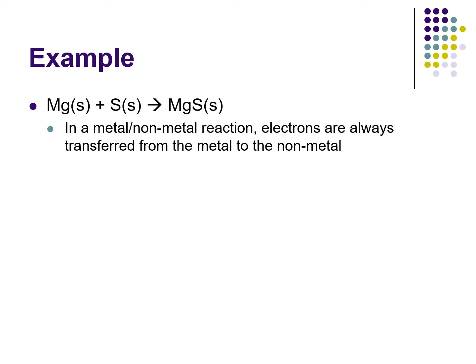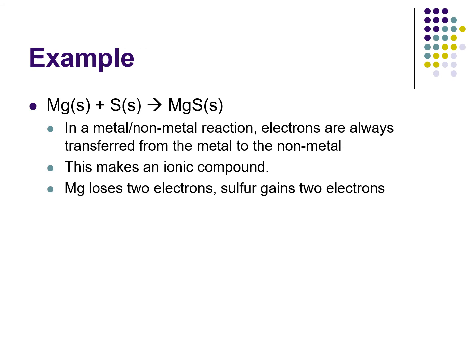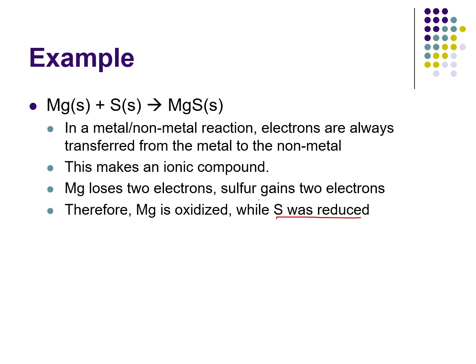This shouldn't surprise us. Metals form cations. Cations are positive, which means they lost electrons. Nonmetals form anions. Anions are negative, which means that they gained electrons. So for magnesium to form magnesium 2+, it has to lose 2 electrons. Sulfur to form sulfide with a 2 negative charge has to gain 2 electrons. So because magnesium lost 2 electrons and sulfur gained 2 electrons, I would say the sulfur was reduced. Again, I always go with the gain is reduction, which tells me that the magnesium was oxidized.